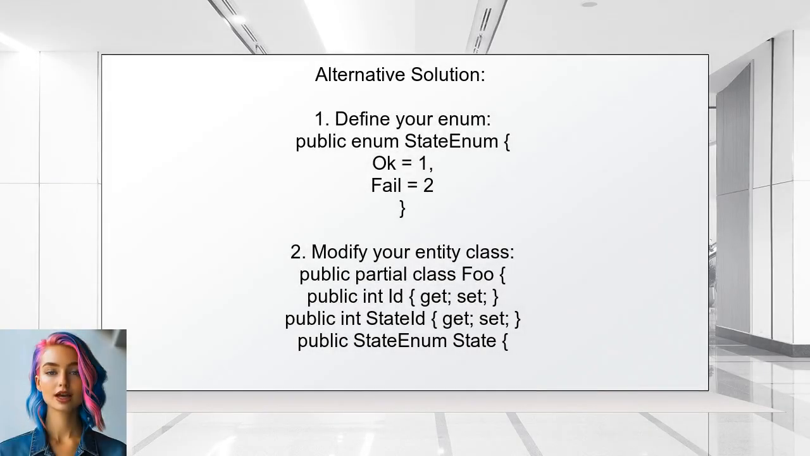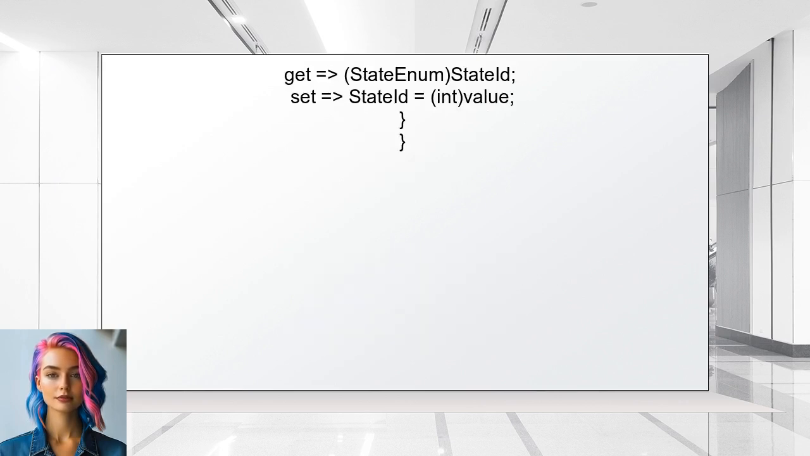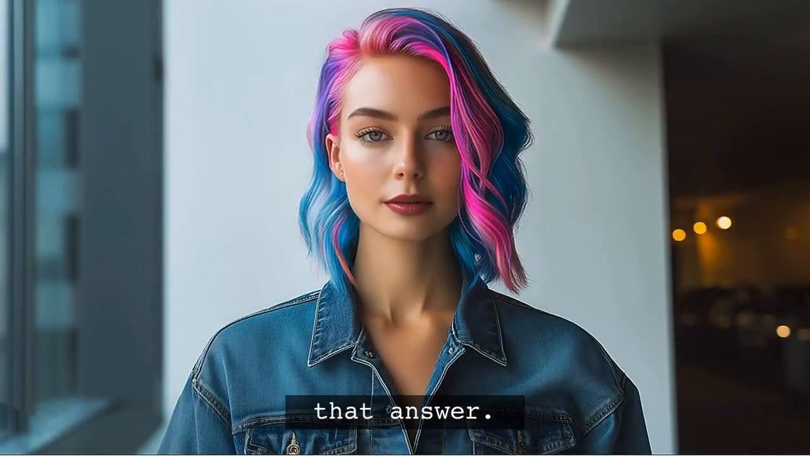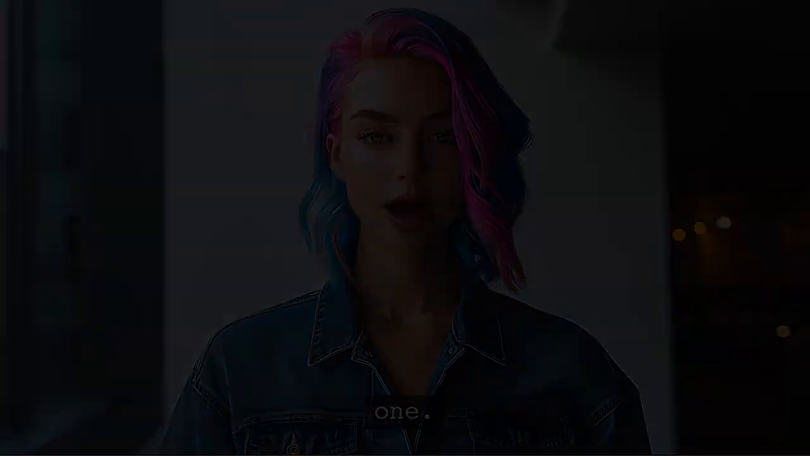One alternative solution involves creating a property for your enum in the entity class. First, define your enum as usual. Then, in your class, add a property for the enum type. This property will get and set the underlying integer value, allowing you to use the enum while still storing it as an integer in the database. That's it for that answer. Let's take a look at another one.